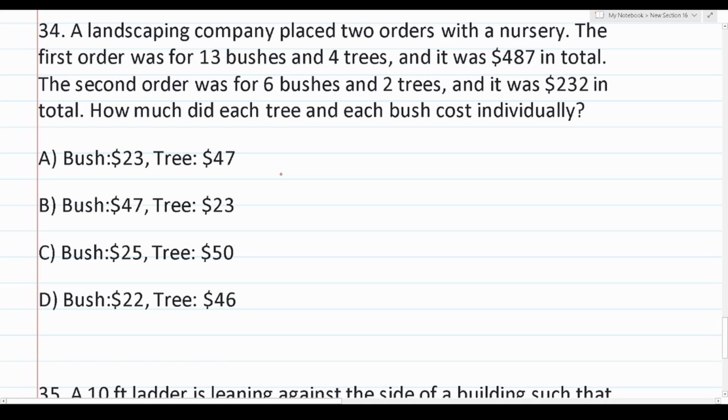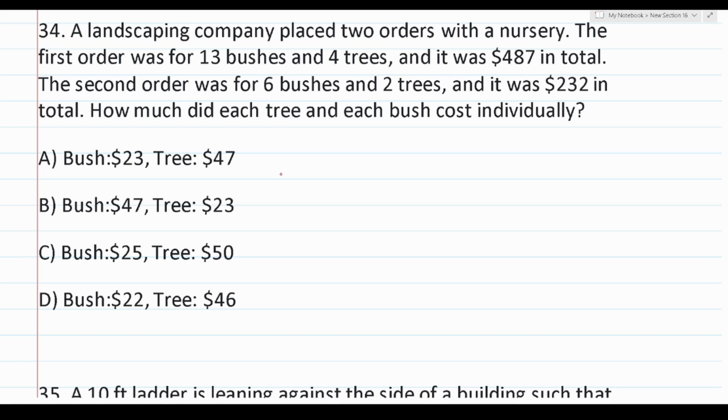Number 34 says a landscaping company placed 2 orders with a nursery. Their first order was for 13 bushes and 4 trees, and it was $487 in total. The second order was for 6 bushes and 2 trees, and it was for $232 in total. How much did each bush and tree cost individually?